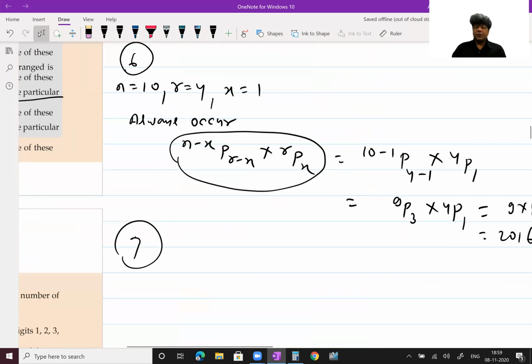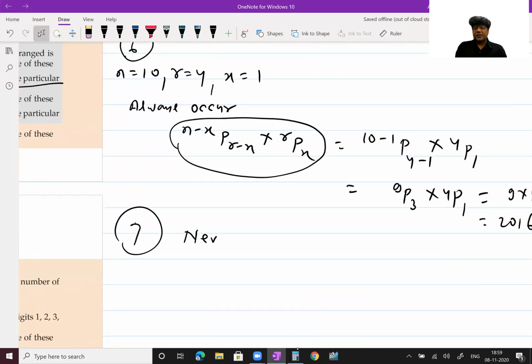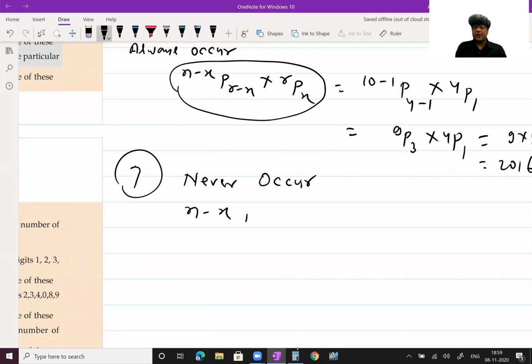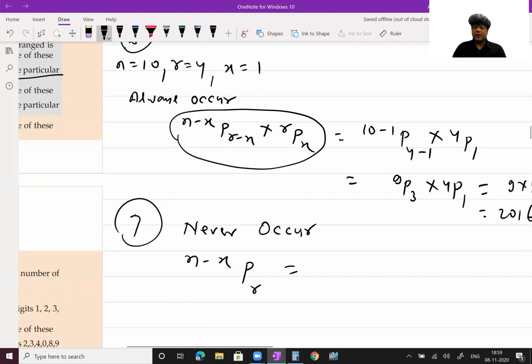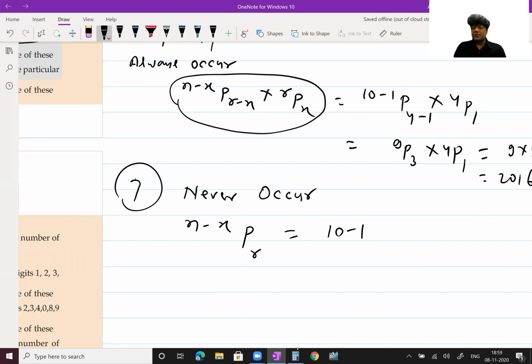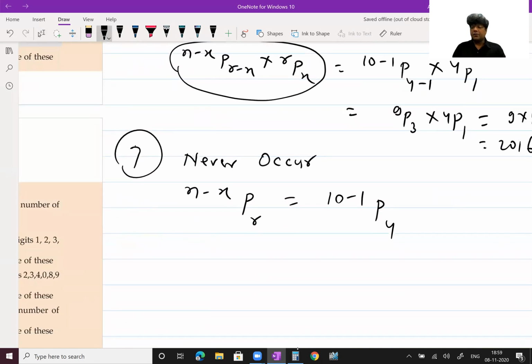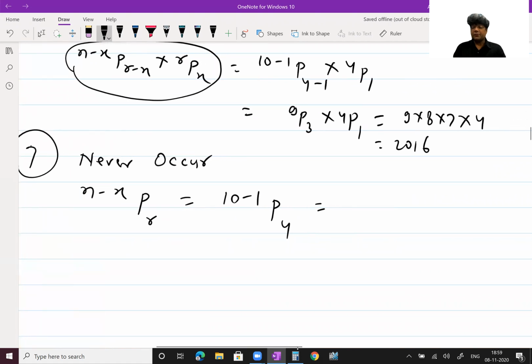For never occur, guys, again, it is not never occur together. It is simply never occur. And for that, the formula which has been given to you is n minus x P r. So here n is equal to 10, 10 minus 1 P r, r is equal to 4. That is equal to 9P4.